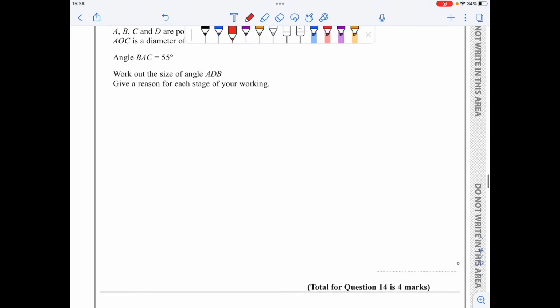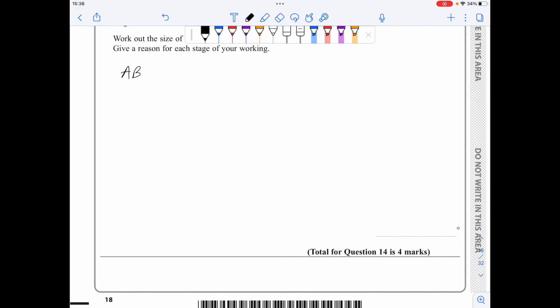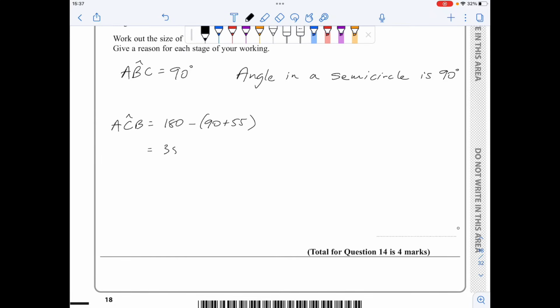So let's write all this down. ABC equals 90. Angle in a semicircle is 90 degrees. Then angle ACB is equal to 180 minus the 90 and the 55. This gives me 35. Angles in a triangle add up to 180. And finally, ADB is equal to 35 degrees because angles in the same segment are equal.